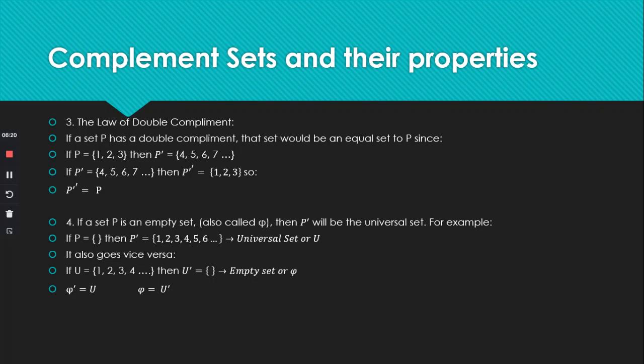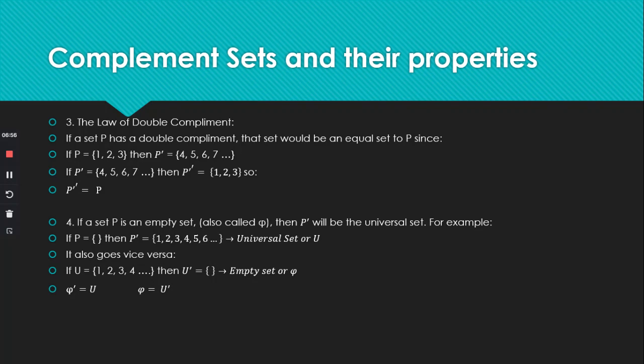4. If a set P is an empty set, also called phi, like here is the phi symbol I was talking about. A phi normally represents an empty set or a null set. They're the same thing. Then P dash will be the universal set. For example, if P is an empty set, then P dash is 1, 2, 3, 4, 5, 6 all the way. And that will definitely be a universal set because you have no elements in P, so all the elements would be included in P dash.